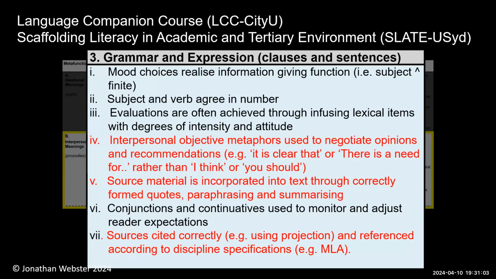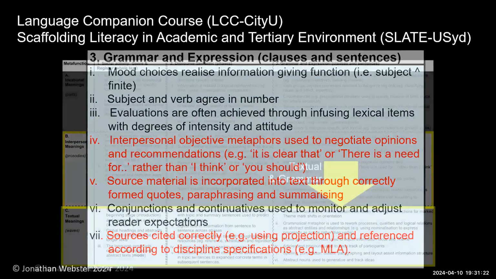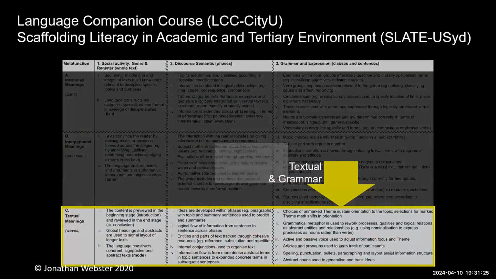So then how do they put across their stance? How do they put it across to try to persuade the reader? How do they cite their sources? How do they find authoritative sources and so forth? Textual meaning.